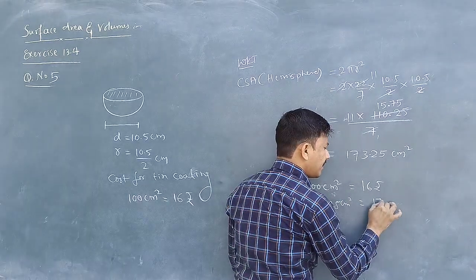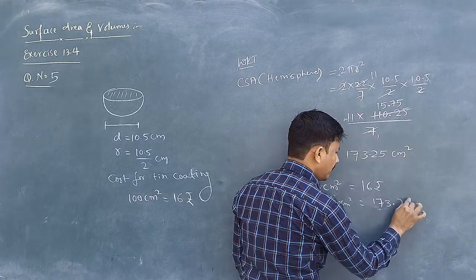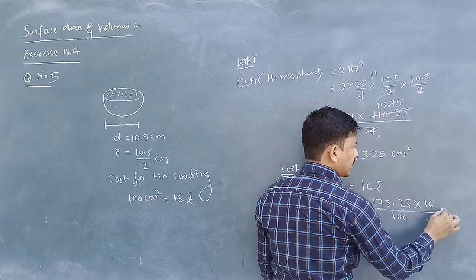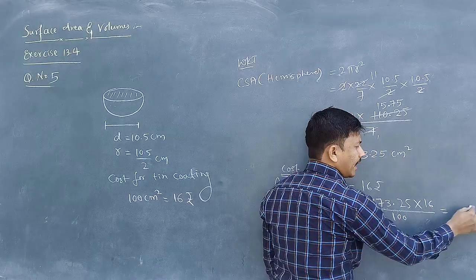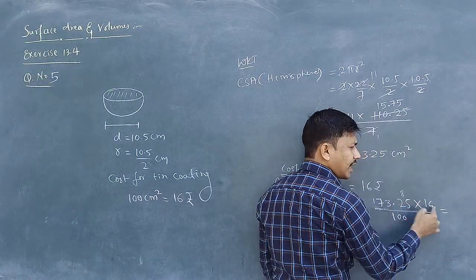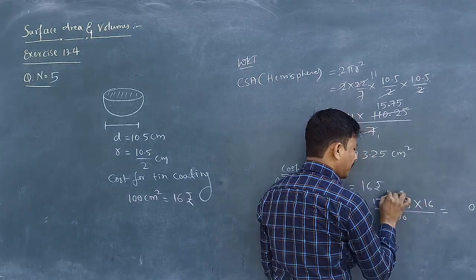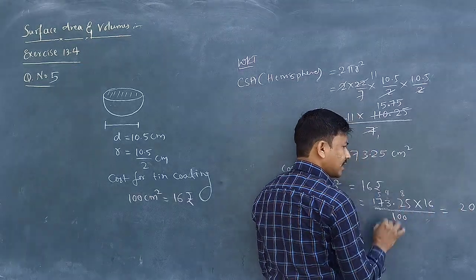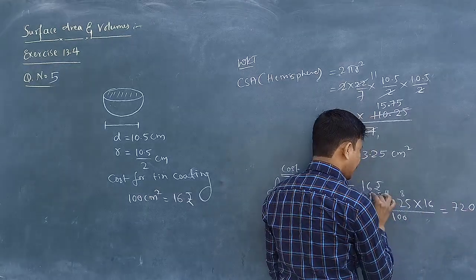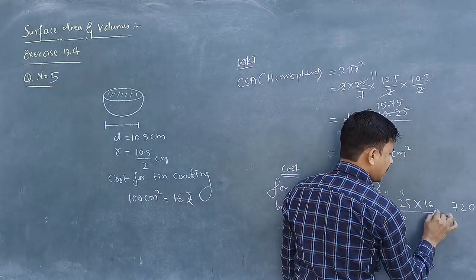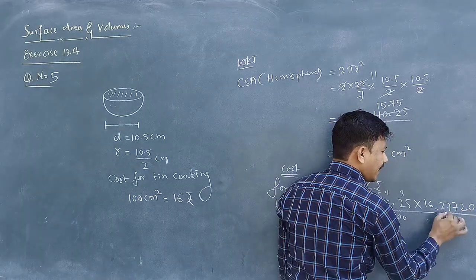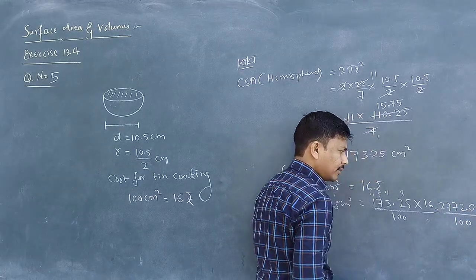multiply, divide. Okay, 173.25 multiply 16 divided by 100. This is equal to 16 5s are 80, carry 8. 16 2s are 32 plus 8, 40, carry 4. 16 3s are 48 plus 4, 52, carry 5. 16 7s are 112, plus 5, 117, carry 11. 16 1s are 16 plus 11, 27. What is the answer? 2772. Okay, point 2 numbers. Divided by how much? 100.